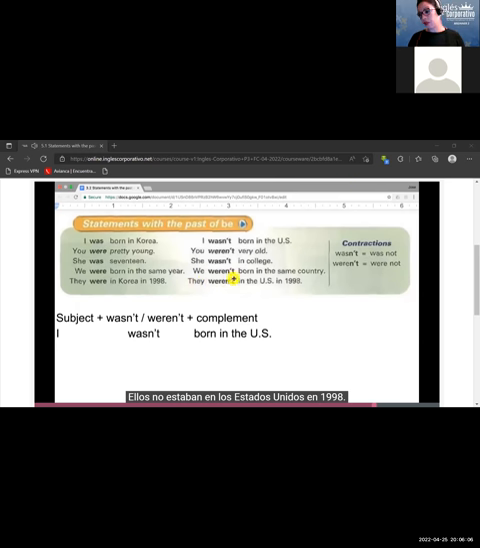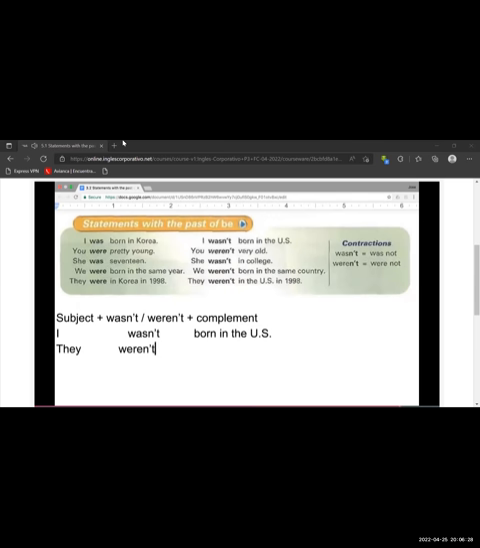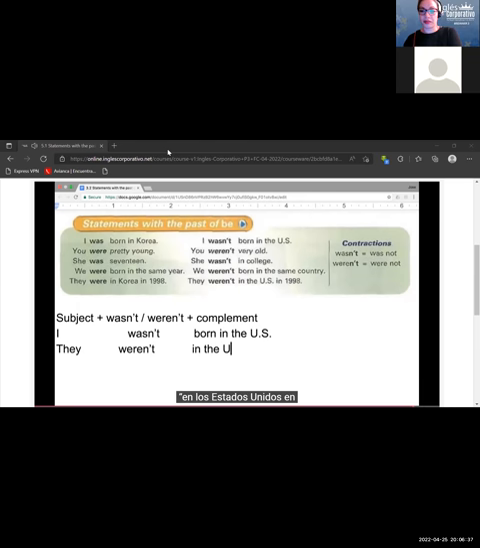Let's analyze one more example. They weren't in the U.S. in 1998. First, we need to add the subject, they. Then we'll use the verb to be in the past in its negative form, weren't. I would like to point out that this is the same as saying were not, but we will typically use contractions. Finally, we include a complement, in the U.S. in 1998.